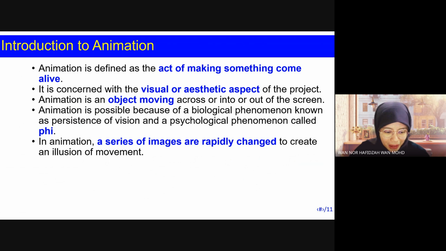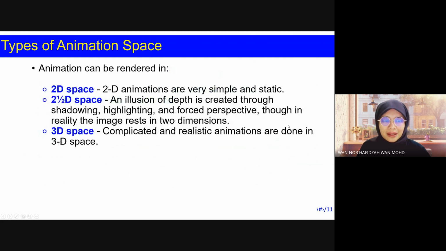Next, let's look at the types of animation space. There are three types of animation space, or animation can be rendered in these three spaces. The first one is 2D space. This is the most basic animation space. Everything here is flat. It only has height and width. There is no depth, so movement is very simple: left, right, up and down. You have probably seen these in classic cartoons or comics, for example, Kampung Boy.